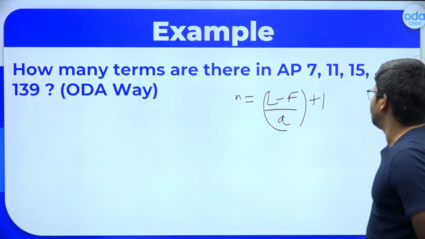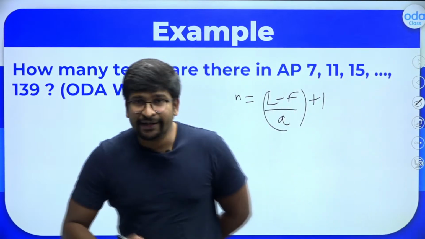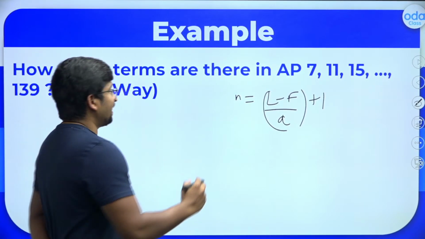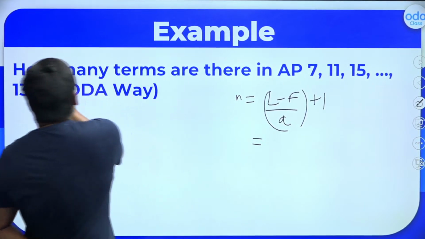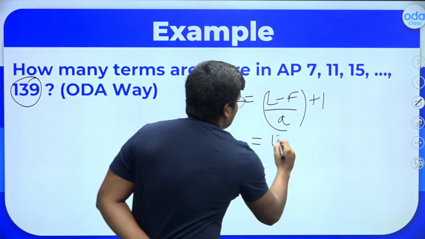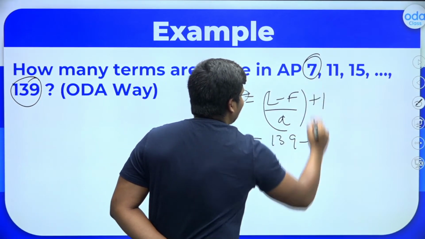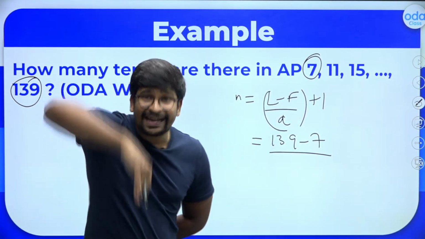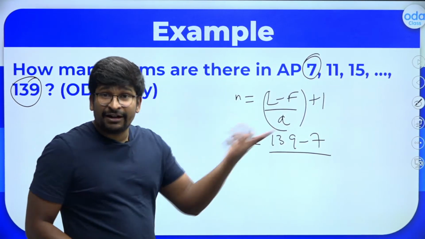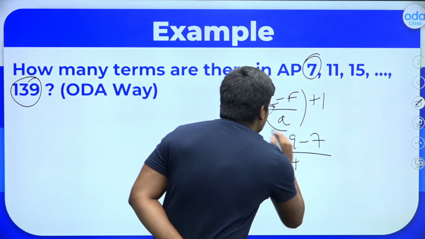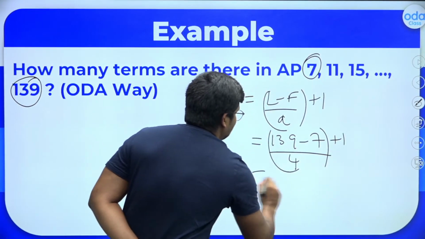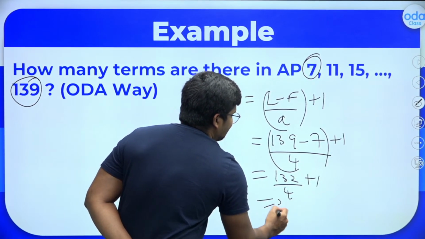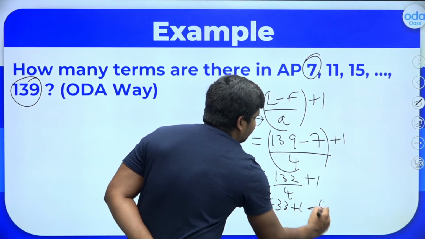What is last term here, my dear friends? So let's apply the ODA way. The direct formula for finding the number of terms is L minus F divided by D plus 1. What is L? L is the last term, which is 139. Minus F. F is the first term, which is 7. Divided by, what is common difference? Common difference is second term minus first term, which is 11 minus 7, which is 4. Plus 1 will be the answer, which is 132 divided by 4 plus 1, which is 33 plus 1, which is 34, has to be the answer.